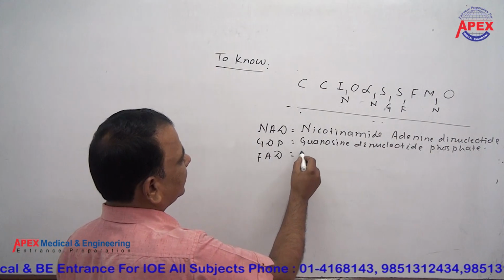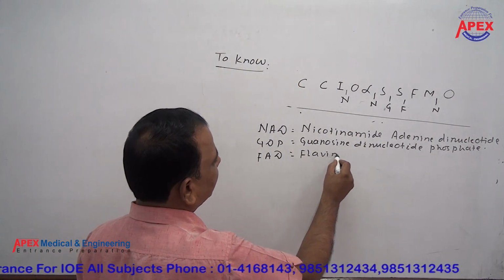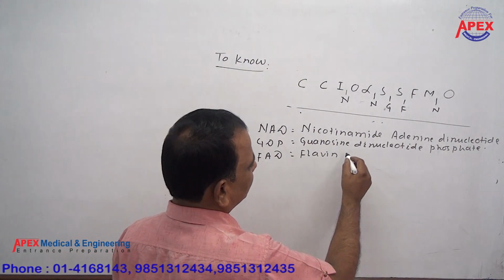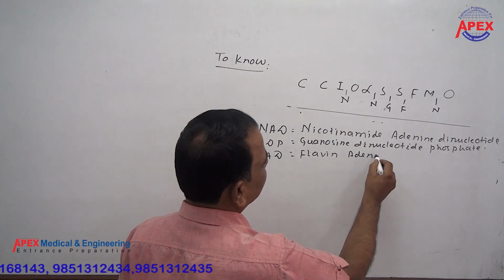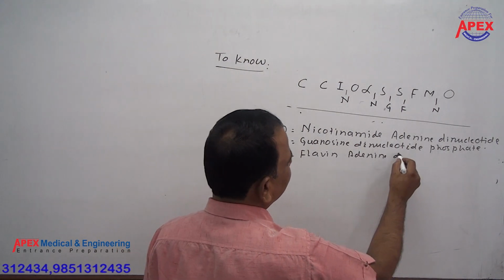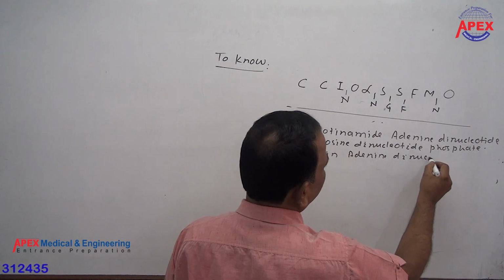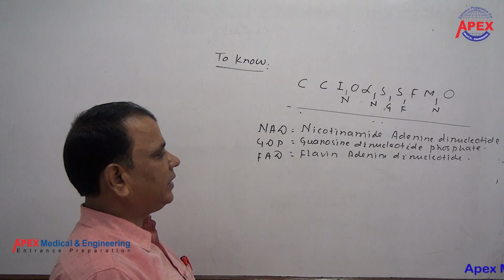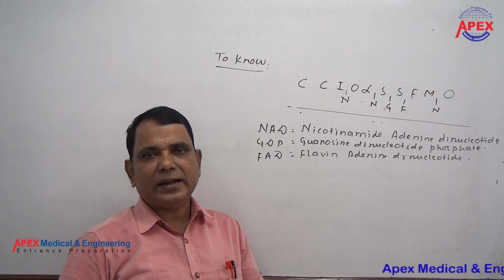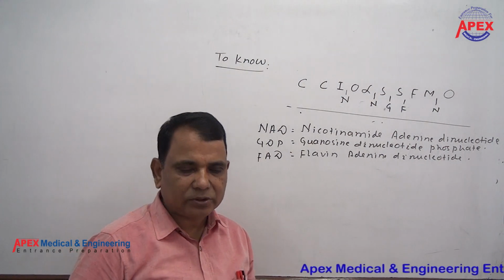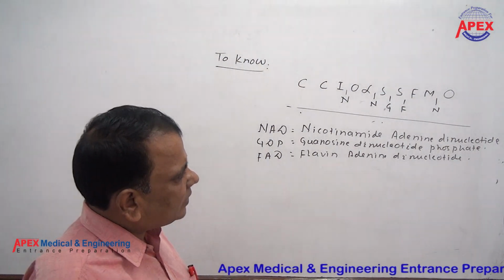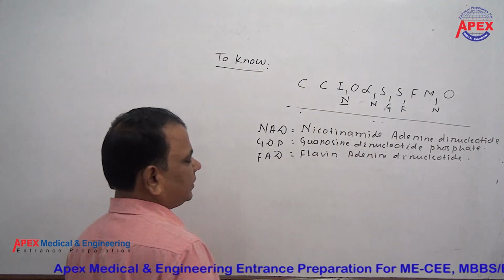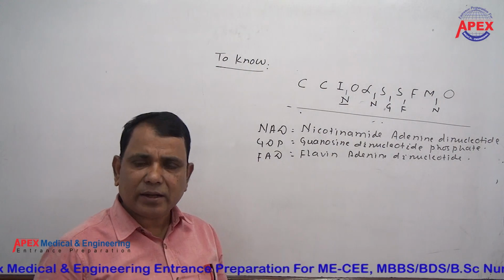FAD, flavin adenine dinucleotide, right? That you have to know. Flavin, adenine, dinucleotide, and these are the full forms that you have to know. And the other thing you have to know is that where there is n, what is the meaning of that n, that also you have to know.